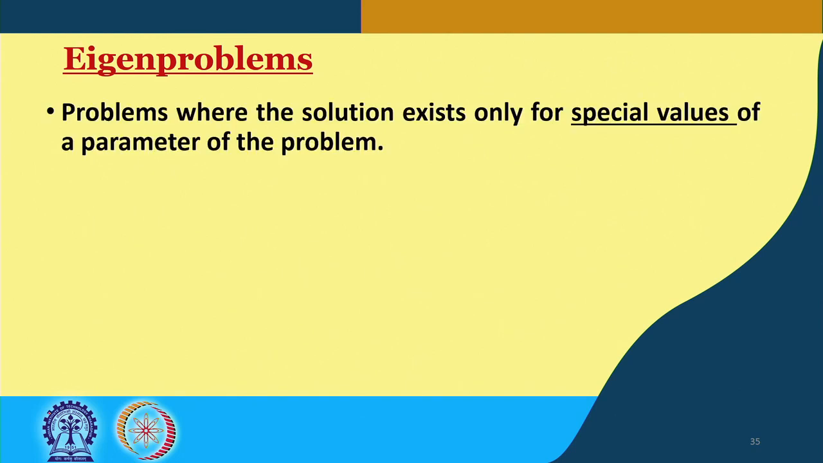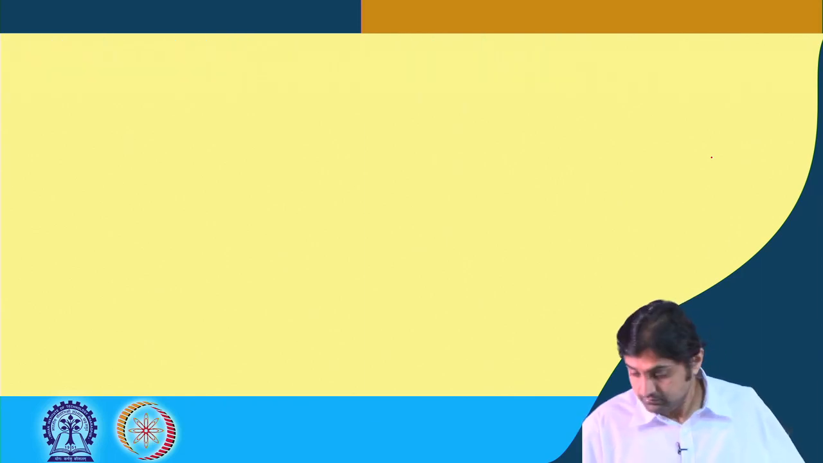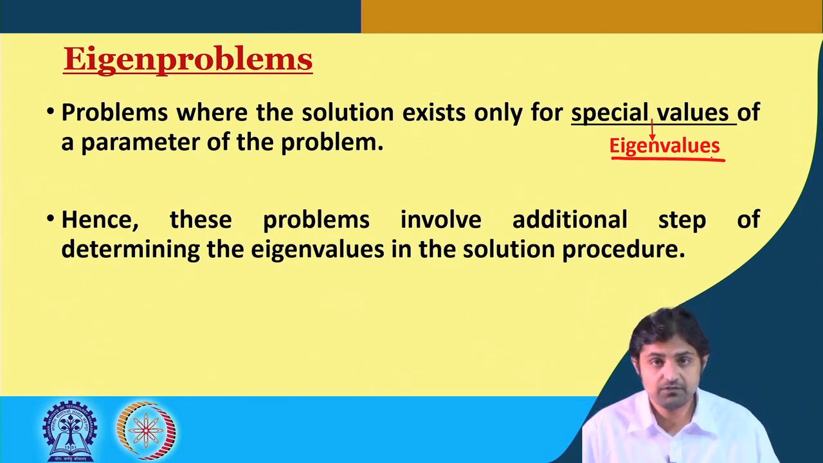These are problems where the solution exists only for special values of a parameter of the problem. Okay, so the solution will not be there for all the values of the parameters, and these special values are called the eigenvalues. Hence, these problems involve an additional step of determining the eigenvalues in the solution procedure. So, this is about the 4 types of problems that we were talking about.